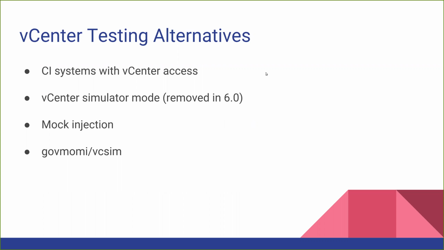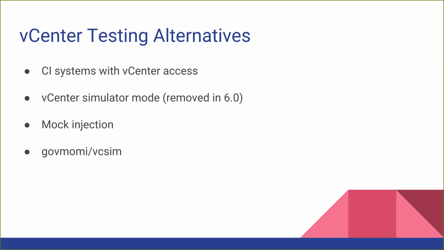So what are some of the alternatives to testing against your own vCenter? One is having CI systems that are actually connected to vCenter, and Andrew and Hui, I saw, are here. They've been doing a lot of work on VMC to be able to run end-to-end tests on Kubernetes. But that system's connected to CI. It's not directly available for developers as you're actually developing new functionality.